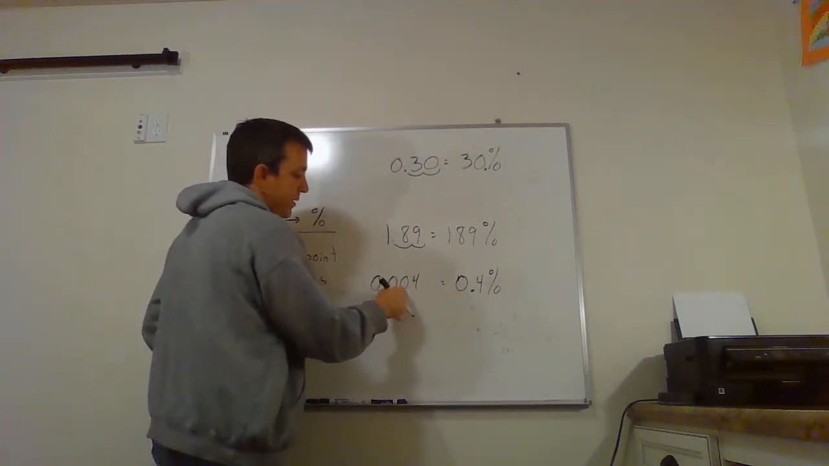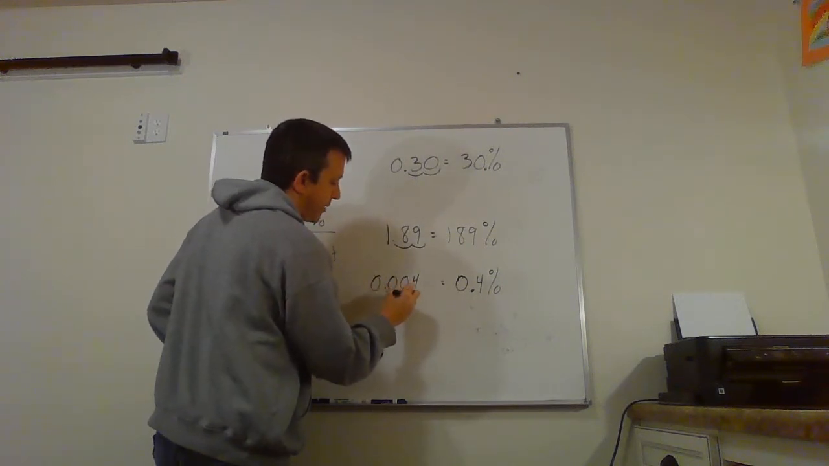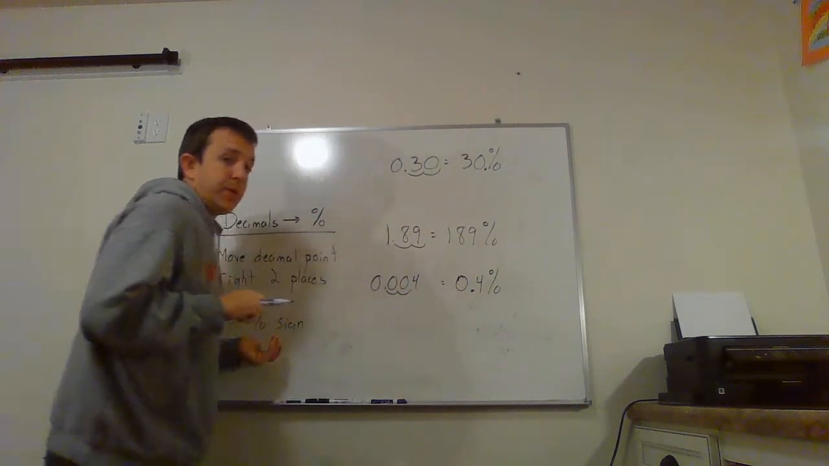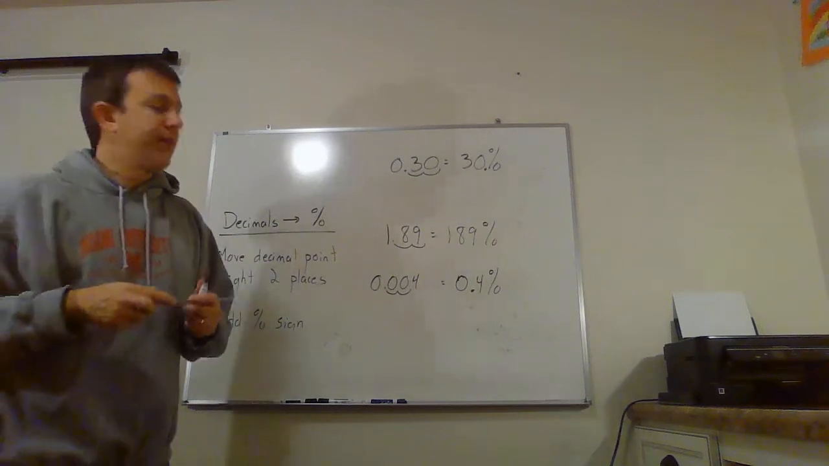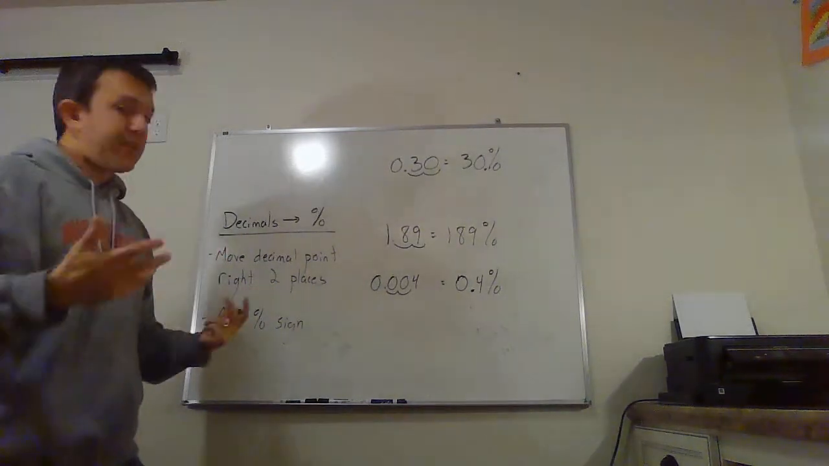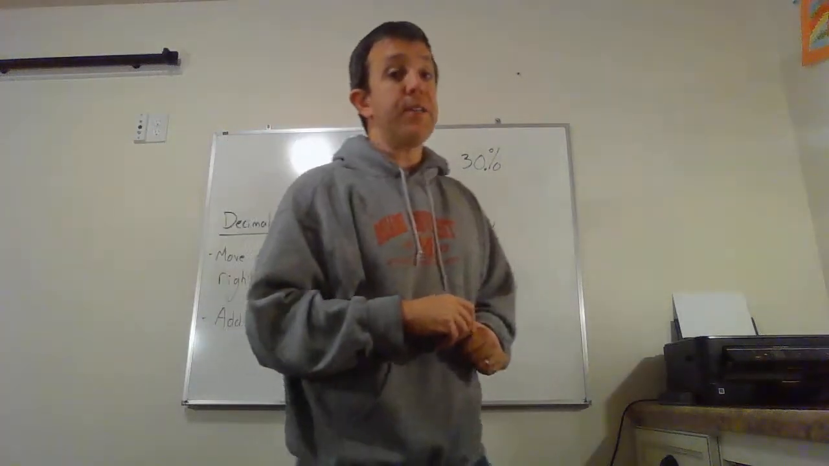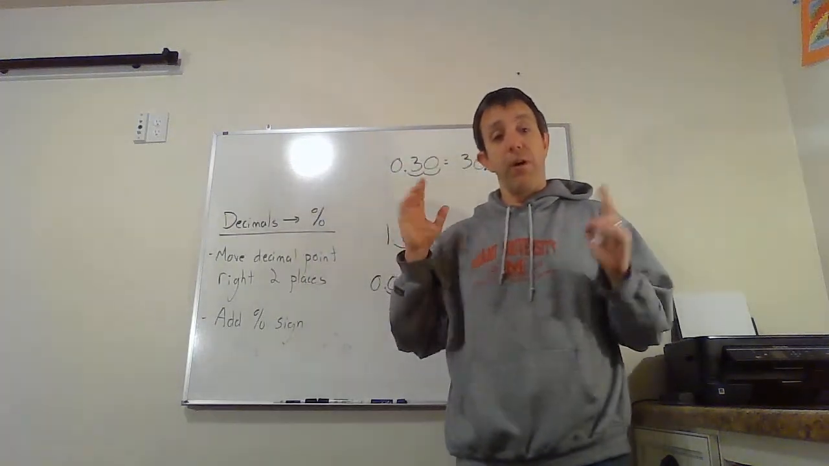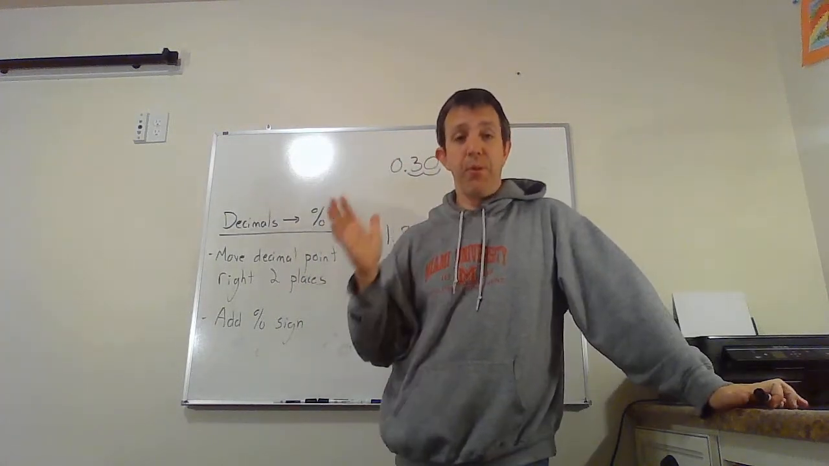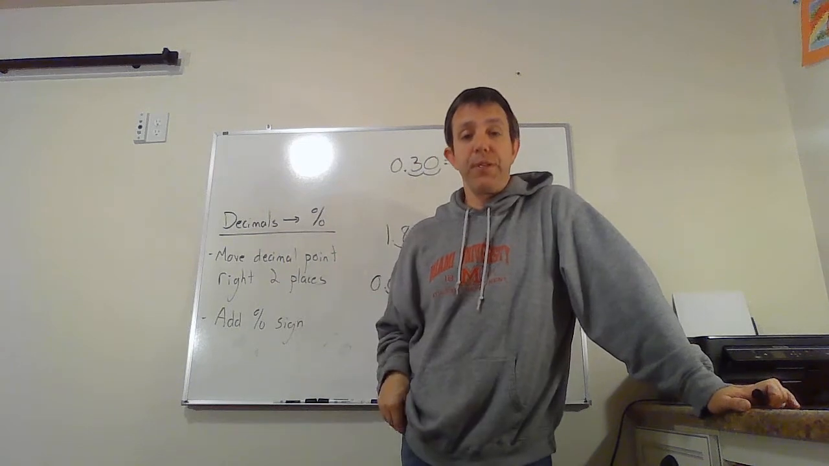And for 0.004, this one slides 2 places to the right, leaving us with a percent that still has a decimal in it, and that's okay. So that's percents and decimals. It's really, really nice going back and forth between those two because all you're going to do is move your decimal point to the left or to the right, depending on which way you're going.